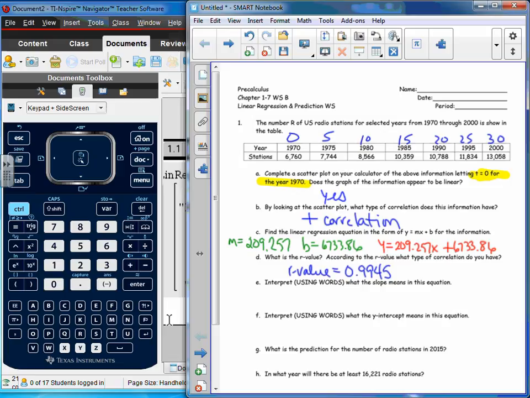Now, according to the R value, what type of correlation do you have? On Friday, I didn't get to talk about this, so listen up. The closer your R value is to the value 1, or if the slope is negative, -1, the more accurate your line is going to be. So is 0.9945 very close to 1? This is going to be very accurate because it's close to 1. Do we understand that?